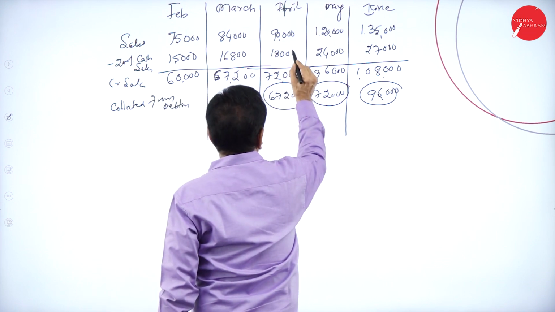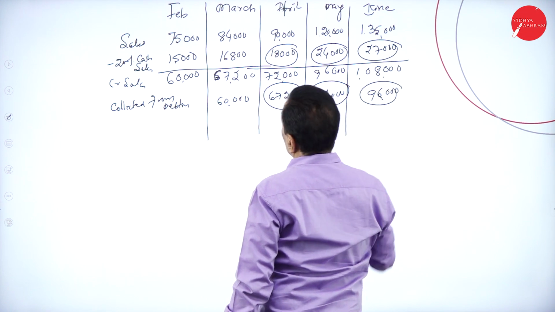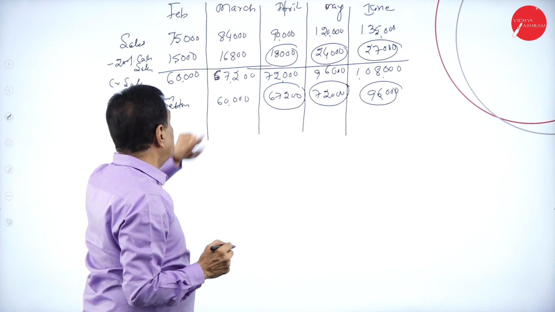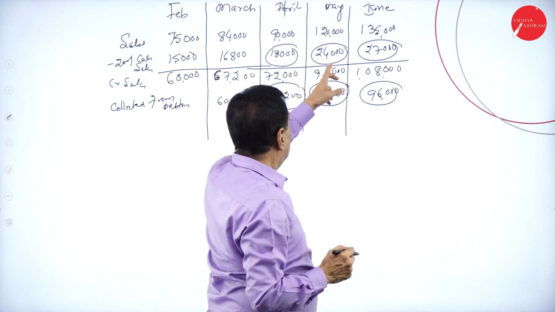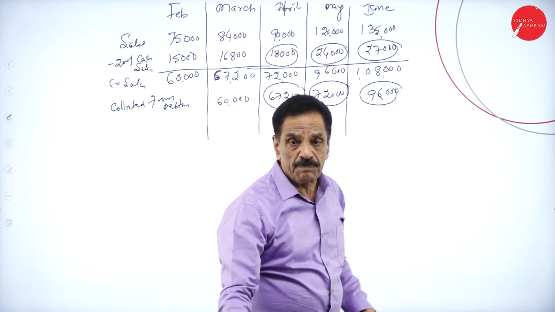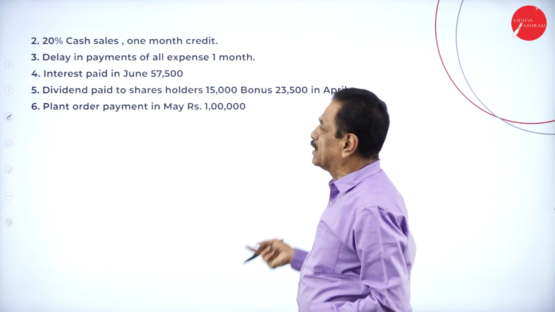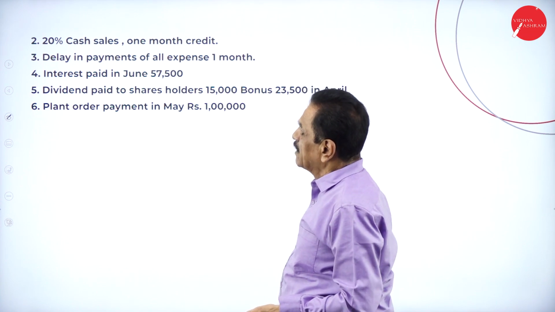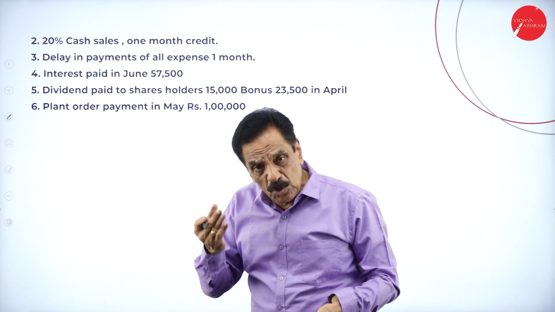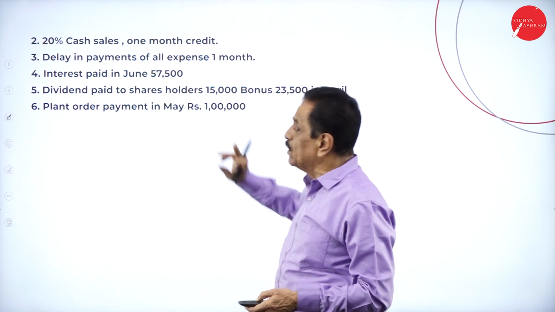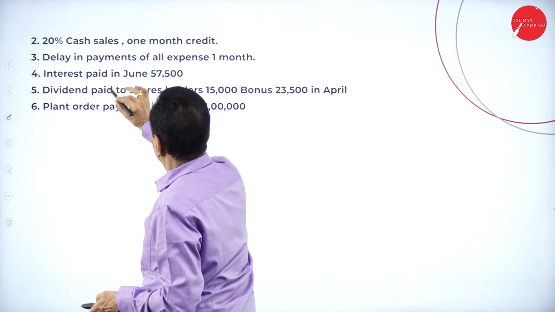So cash sale is, so 1 month credit. You collected in March, collected in April, collected in May, collected in June. 1 month credit is given. Then delay in payment, all expense 1 month, so we can easily say that. March in April, April in May, May in June, June in July. Interest paid in June. Okay. Dividend paid to shareholders. Okay.